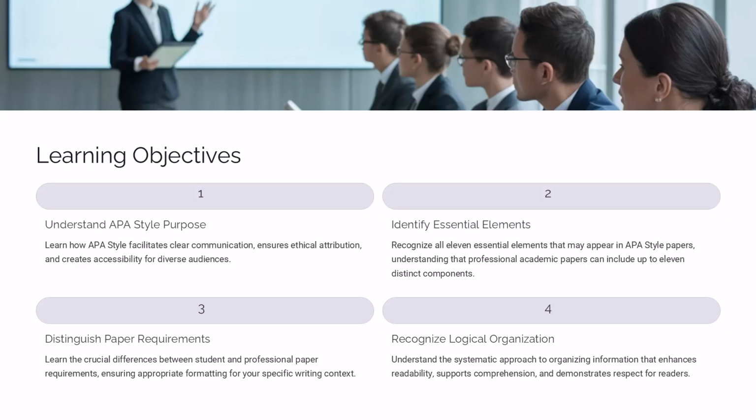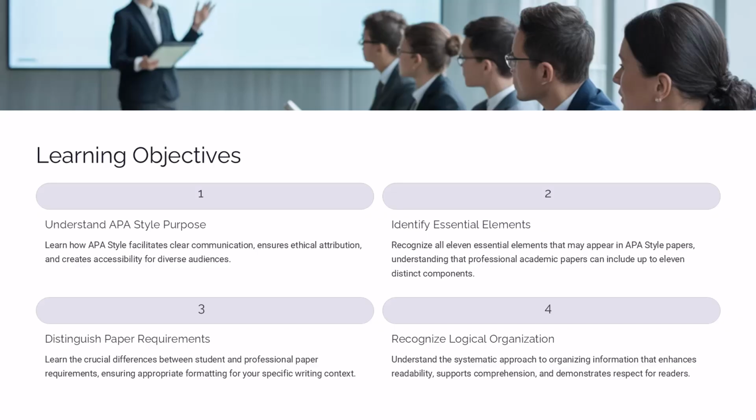These objectives will guide our exploration and ensure you gain specific, measurable competencies. First, you will understand the purpose and importance of APA style in scholarly communication. This isn't simply about following arbitrary rules. APA style serves critical functions in academic discourse, research dissemination, and professional communication. You'll learn how APA style facilitates clear communication, ensures ethical attribution, and creates accessibility for diverse audiences.